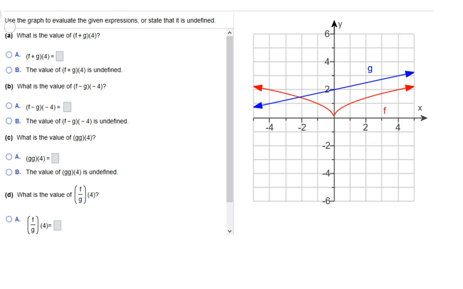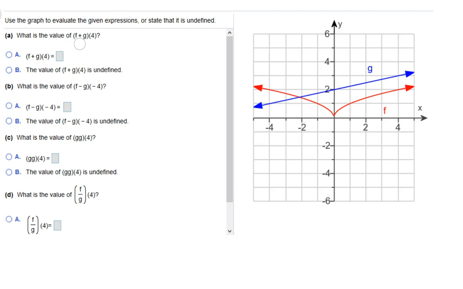The first question says, use the graph to evaluate the given expressions or state that it is undefined. Part A, what is the value of f plus g of 4? Before we start working this out, let's make sure we understand this notation. We have f plus g of 4.